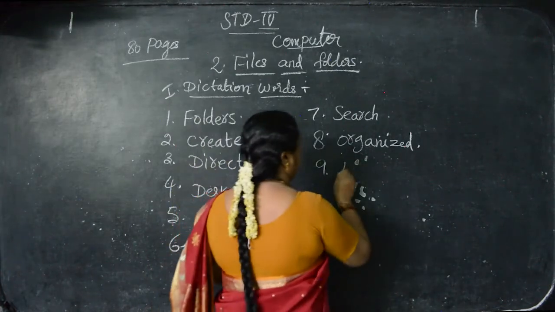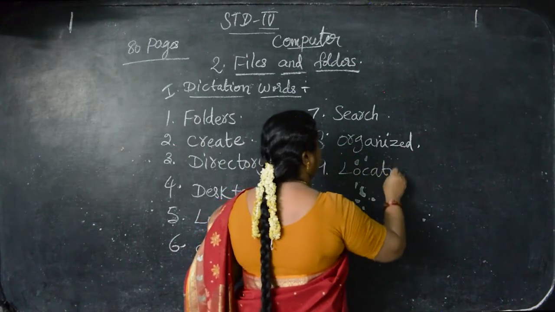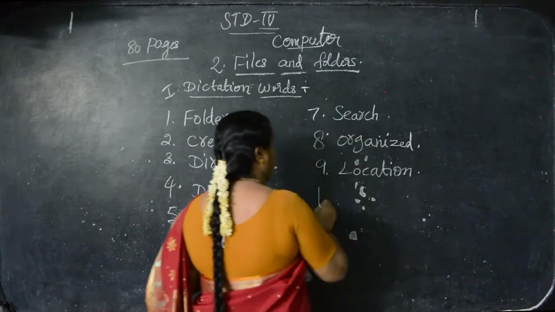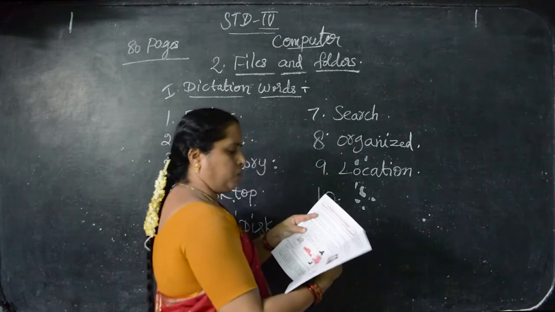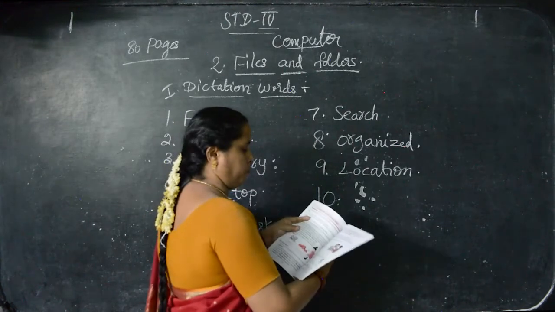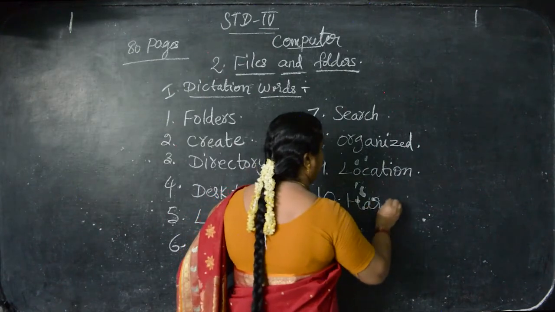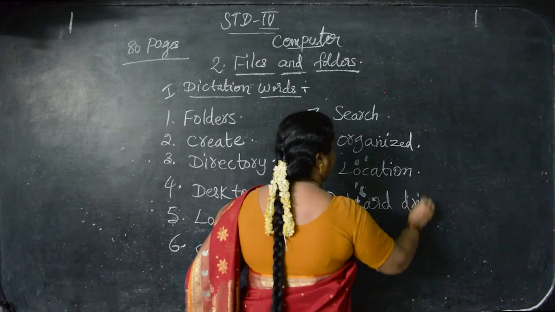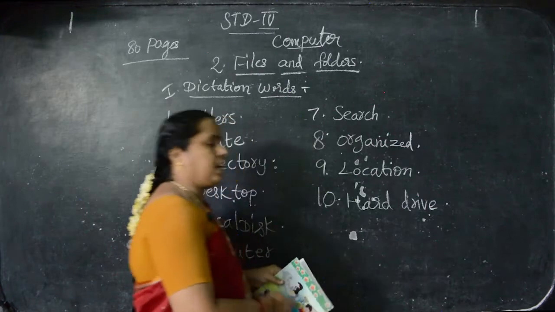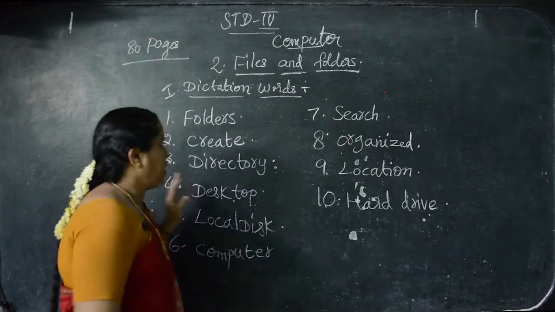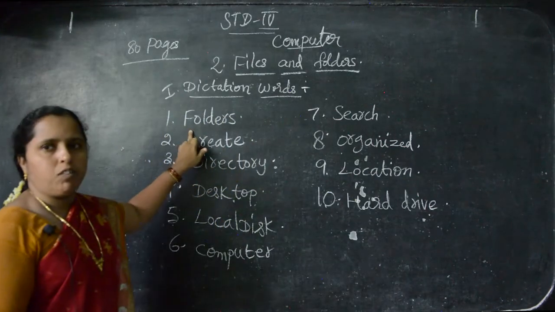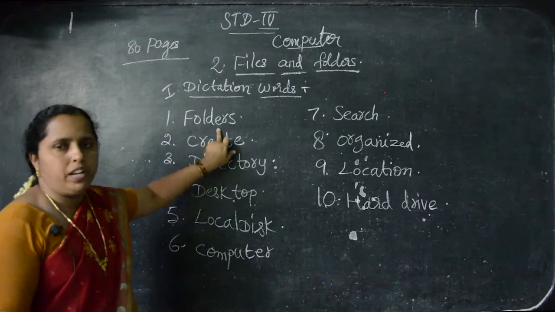Ninth one, location, L-O-C-A-T-I-O-N, location. Now, tenth one, hard drive, H-A-R-D, hard, D-R-I-V-E, drive, hard drive. Ten dictation words. See, first one, folders, F-O-L-D-E-R-S, folders.